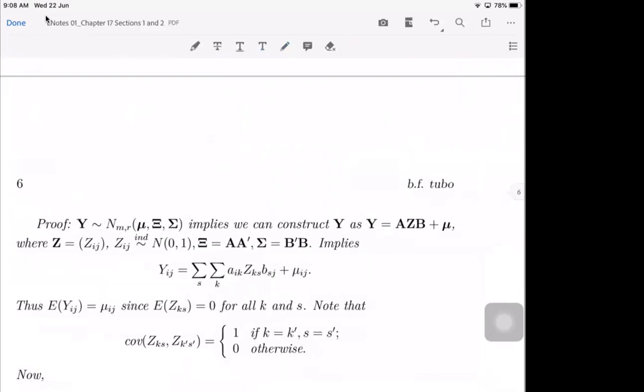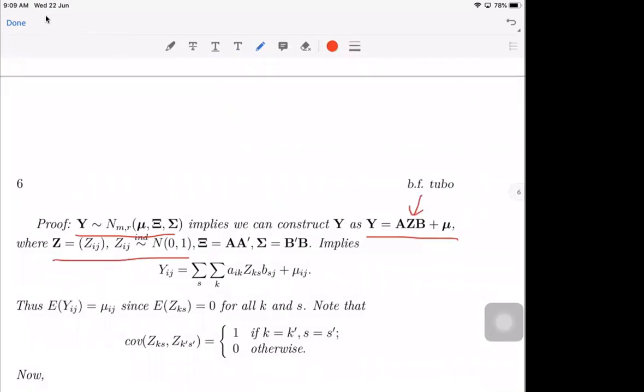So this proof is by construction. This is an assumption. If it is normal, then we can always construct y as a function of z, where z here is standard normal, no? And independent. And then we have this.